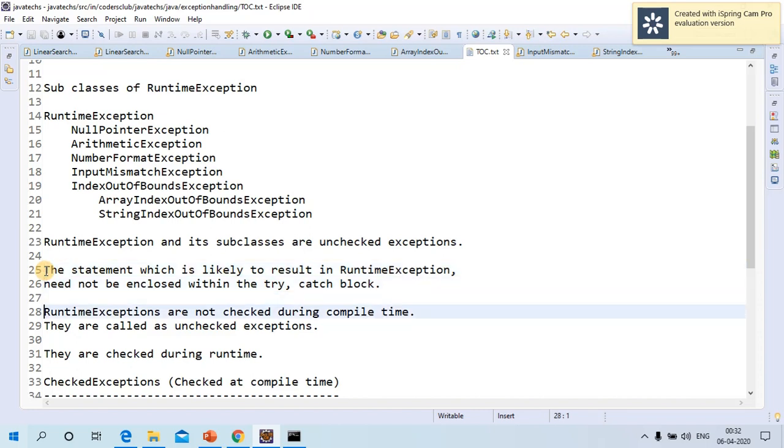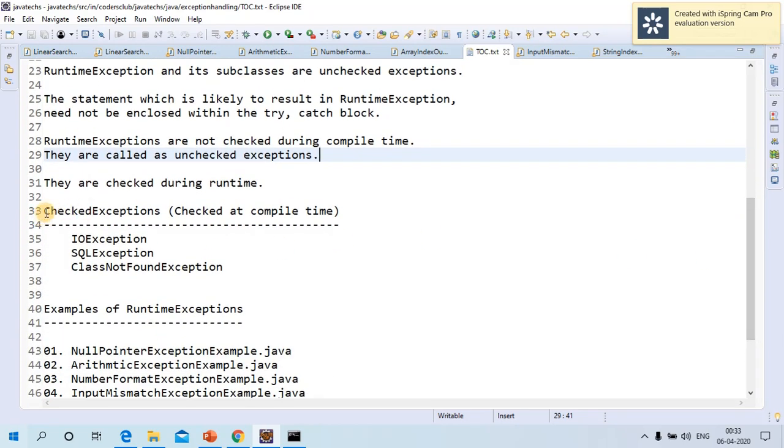Next, runtime exceptions are not checked during compile time, but they are checked only during runtime. So that is why they are called unchecked exceptions. Unchecked exceptions means it is not checked during compilation, but definitely it is checked during runtime.